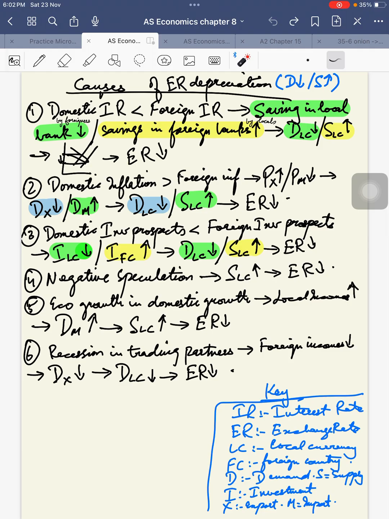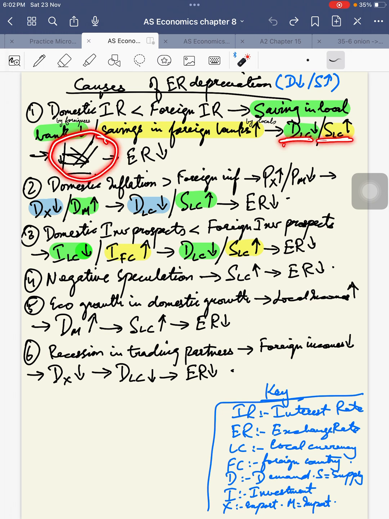Right? This means when the foreigners save less in local banks, as a result, the demand for our currency falls. And when we want to save more in foreign banks, that means we would want to sell more of our currency, which means the supply of the local currency rises. As the demand for the local currency falls, the supply of the local currency rises.